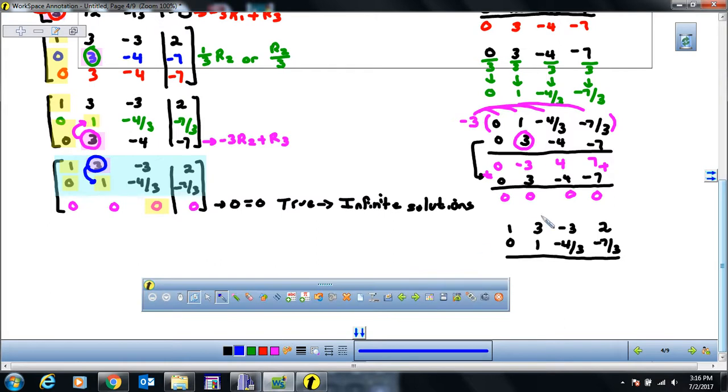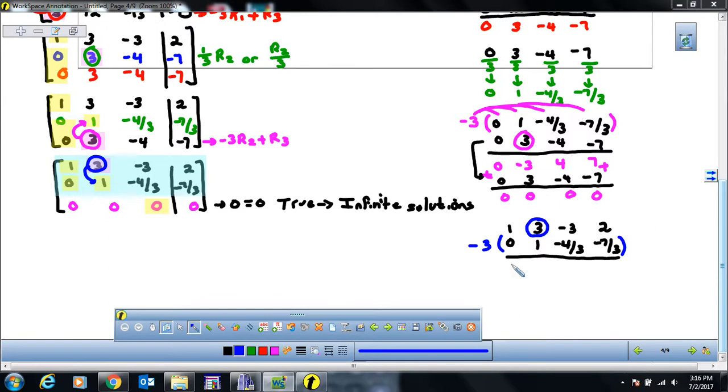But the first thing that we need to do in order for this 3 to become a 0 is that we need to multiply the 1 by the opposite of 3, which is negative 3. So negative 3 times 0 is 0, negative 3 times 1 is negative 3, negative 3 times negative 4 is 12, divided by 3 is going to give us a 4. Negative 3 times negative 7 is 21, divided by 3, it's going to be a 7. And then we need to combine it with 1, 3, negative 3, and 2.